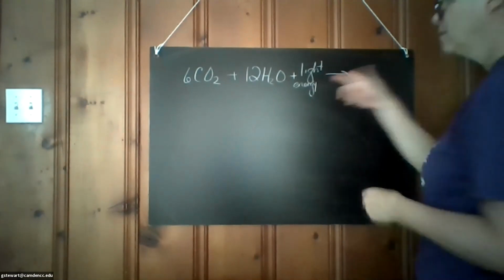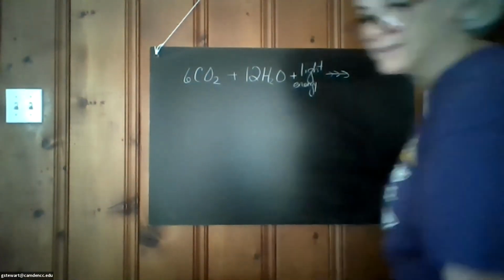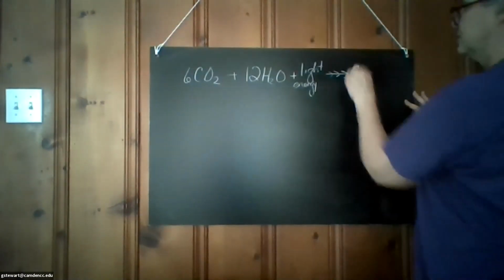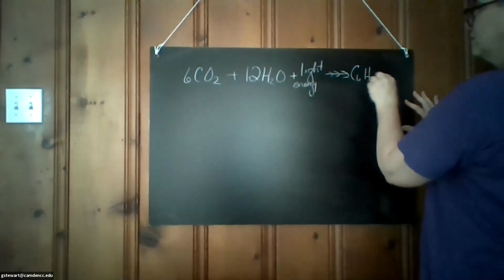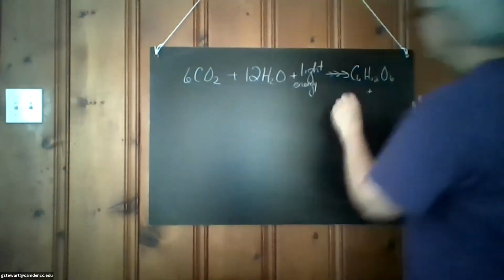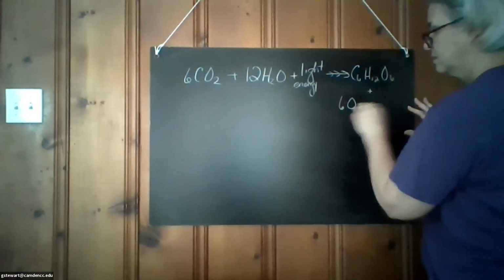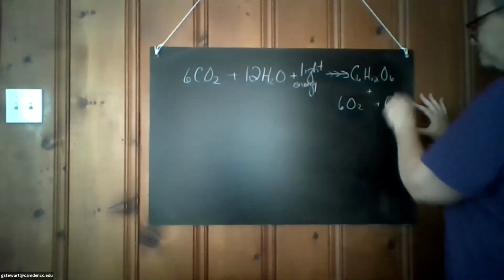And there's going to be multi-enzyme steps here. This arrow should have multiple arrows inside of it. And it's going to give us glucose, plus, as I mentioned, some water is going to get regenerated, and we're also going to release some oxygen. 6 oxygens and probably 6 water. Yep.